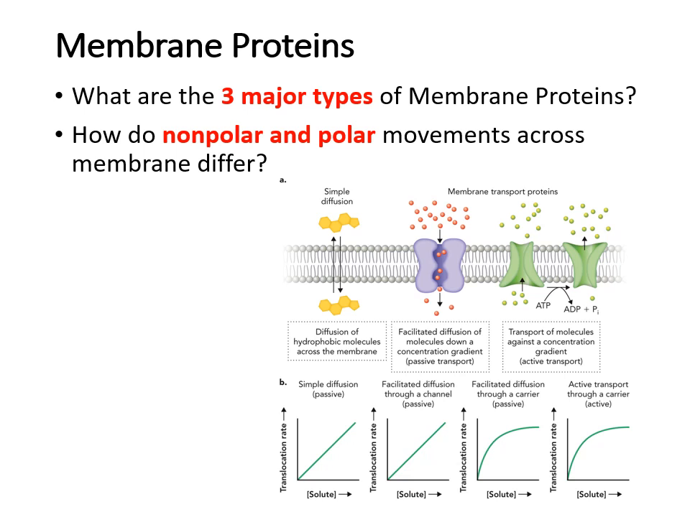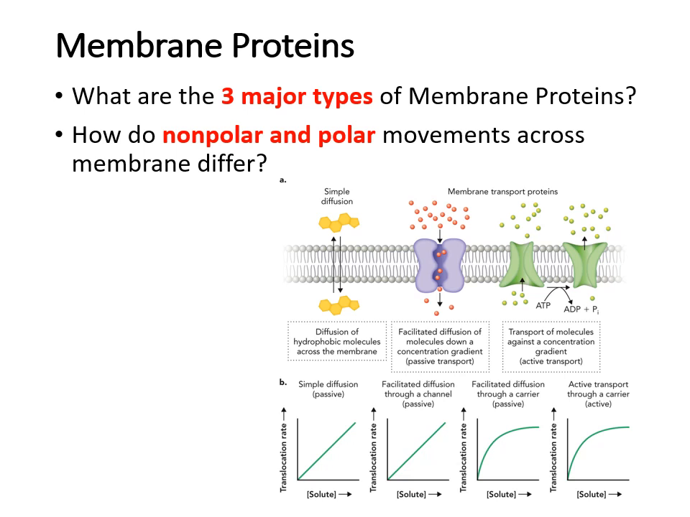So we've spoken a lot about hemoglobin as a protein. Now I want to switch gears into the membrane proteins. There are three different types that I want you to know. There are membrane receptor proteins, membrane-bound metabolic enzymes, and membrane transport proteins. And I then ask you a question: how do nonpolar and polar movements across membranes differ?